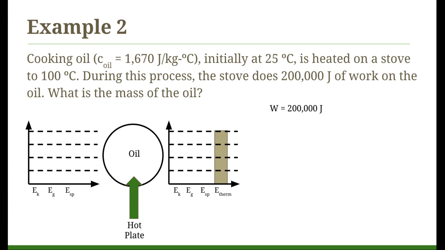In our problem, we see that the stove does 200,000 joules of work. We don't know the mass of the cooking oil. The specific heat of the cooking oil is stated early in the problem. And then here it says that the change in temperature is 75 degrees Celsius, which we don't see actually in the wording of the problem. But the oil goes from 25 degrees Celsius up to 100. And so that's a change. It goes up 75 degrees Celsius in temperature.